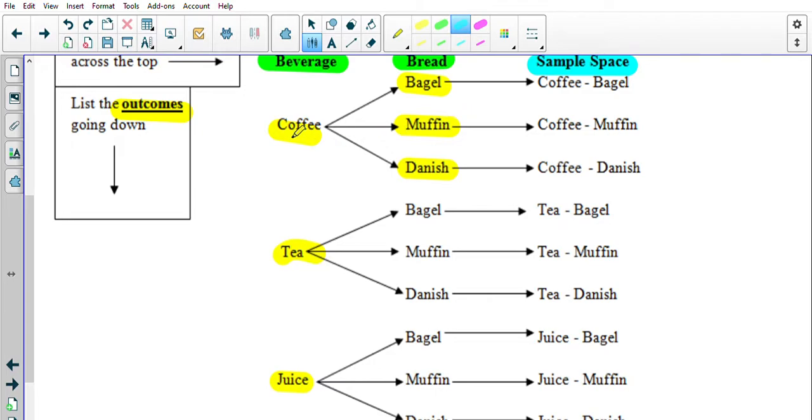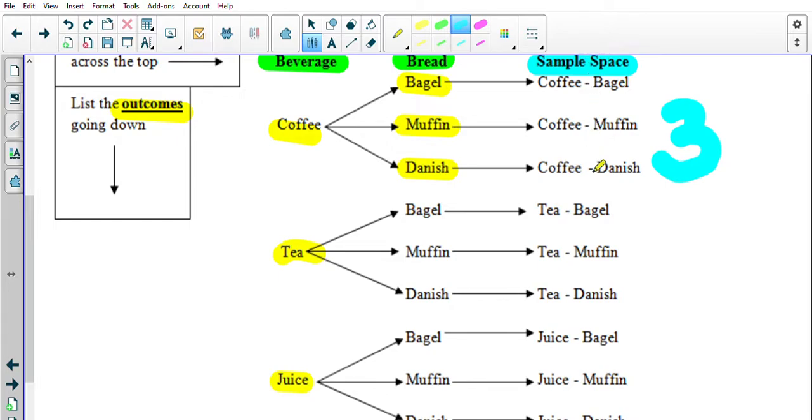And you can use abbreviations. It's easy for me to type this out, but as you do some examples, you can use abbreviations for those. So one option in my sample space is coffee and bagel. That's following this branch here, coffee, bagel. Then coffee, I could also have a muffin. So coffee muffin and then coffee Danish, which would be this last one up here. So that is right up here, three possible outcomes, or three items in our sample space.